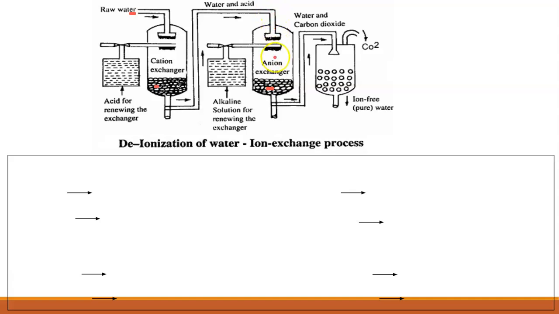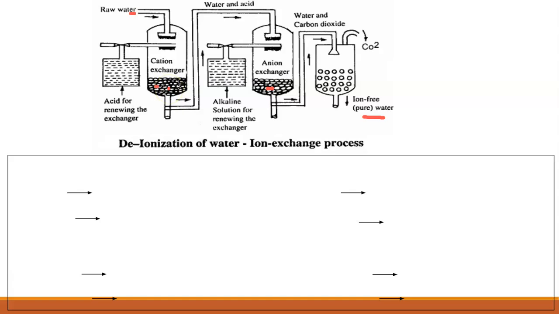It will then pass into the anion exchanger, and here all the anions present in water will be exchanged by the OH minus group, the hydroxyl group present in the anion exchanger. So that H plus and OH minus will react to form pure water. Then it will pass through a degasifier, where the dissolved gases like carbon dioxide will be removed from water, and we will get ion free, or we can say pure water. So this is the process of deionization of water, also called the ion exchange process.